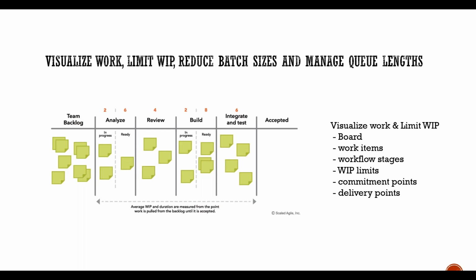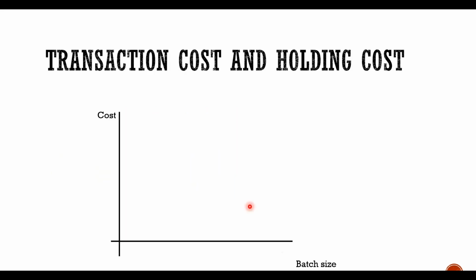Now, we talked about visualizing work and limiting WIP. Now we will talk about transaction cost and holding cost. Before we get into them, let me give you an analogy. Let us think that at home I eat an egg, and when I eat an egg, I need to buy an egg. How many eggs can I stock at home? If I'm eating an egg every day, can I buy 365 eggs and keep them in my house?